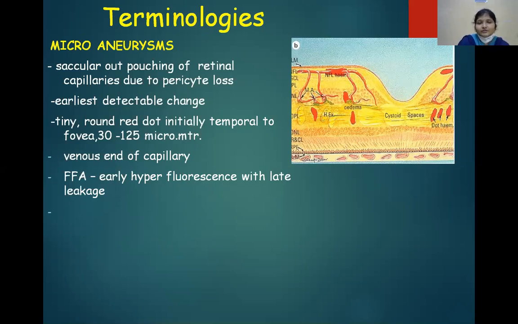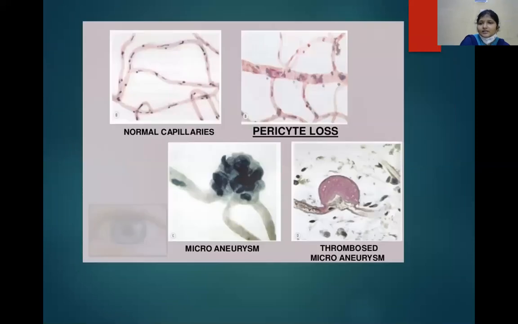First we'll deal with microaneurysms. As already mentioned, these are saccular outpouchings of the retinal capillaries because of pericyte loss. In diabetic retinopathy, this is the earliest detectable change and it is present temporal to the fovea. How do they appear? They appear as tiny round red dots and they are present at the venous end of the capillaries. On FFA, we can see early hyperfluorescence with late leakage.